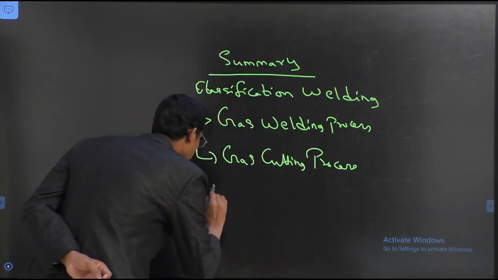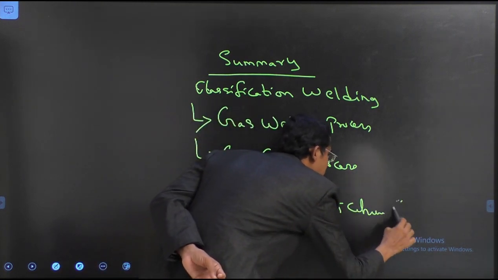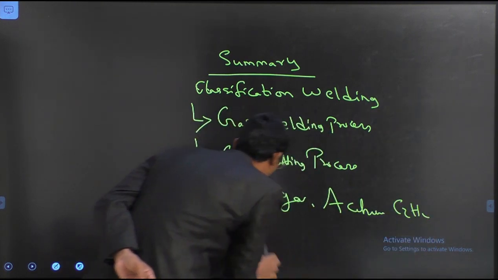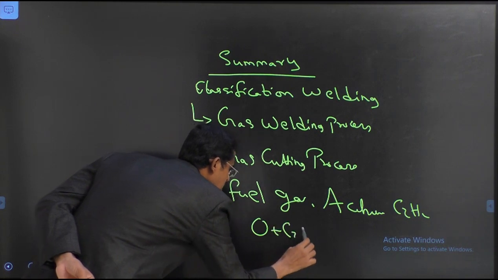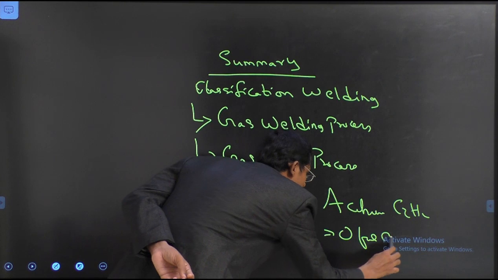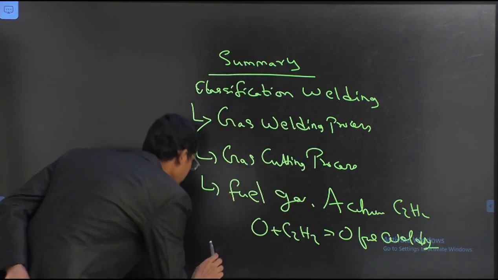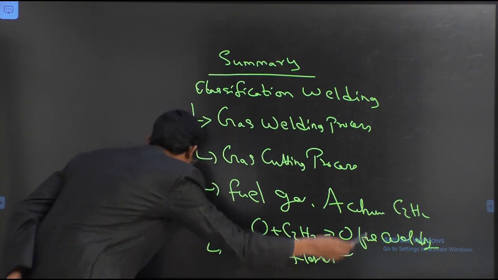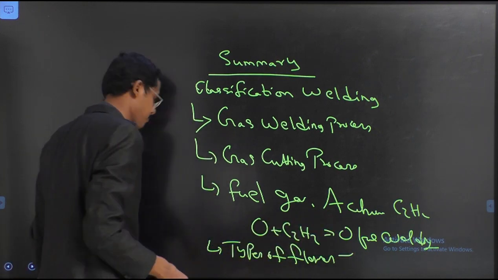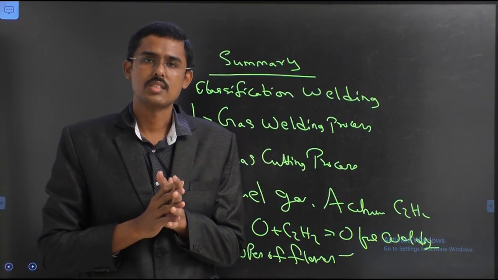In this we have used the fuel gas of acetylene, C2H2. So oxygen plus C2H2 gives the oxyfuel welding. So that is how we have seen about types of flames: neutral flame, oxidizing flame and the carburizing flame. The remaining part of the subject we will see you in the next session. Thank you.